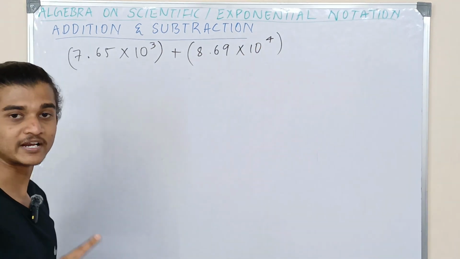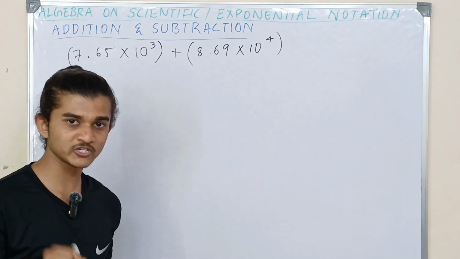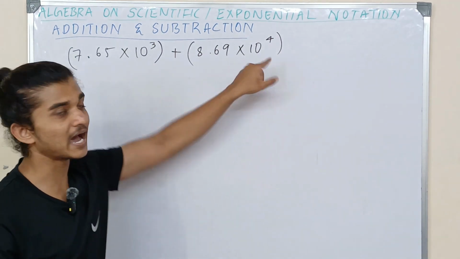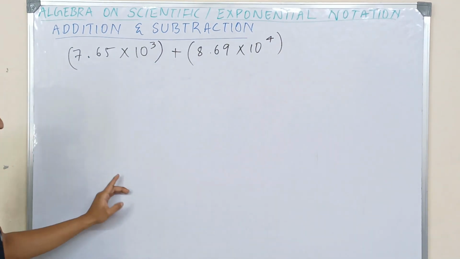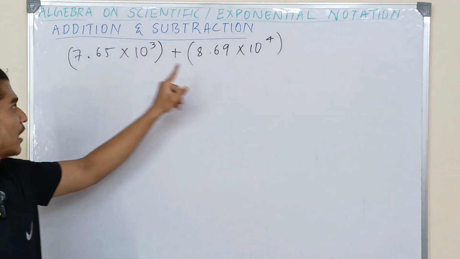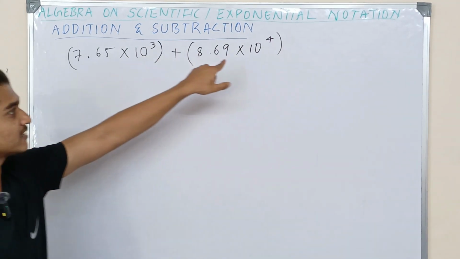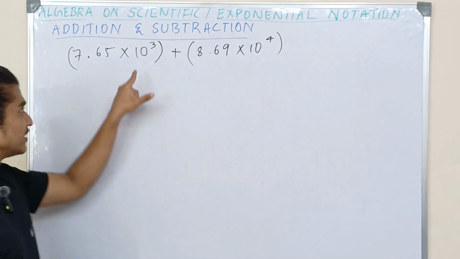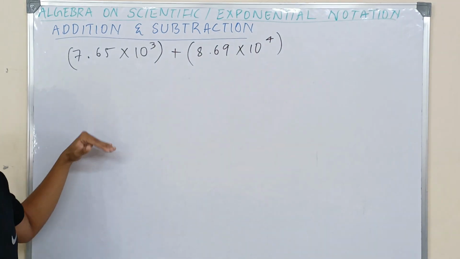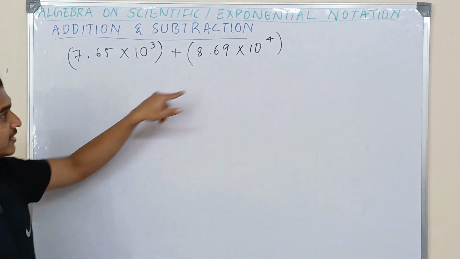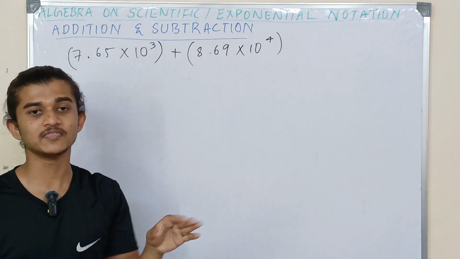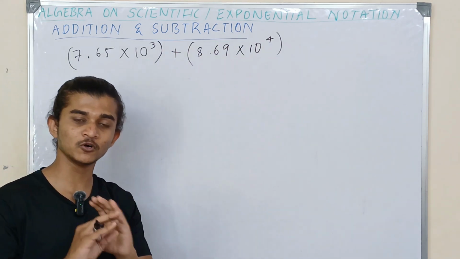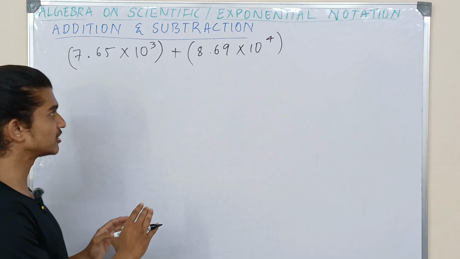The first rule of addition or subtraction is you have to make sure that the exponents are equal. In this case, as you can see, the exponents are totally different. You have 10 to the power 3 here, whereas you have 10 to the power 4 here. So you have two options. Either you can increase this to 10 to the power 4 and then add it, or you can decrease this to 10 to the power 3 and then add it. So I'm going to check both methods in which you can solve this particular problem.